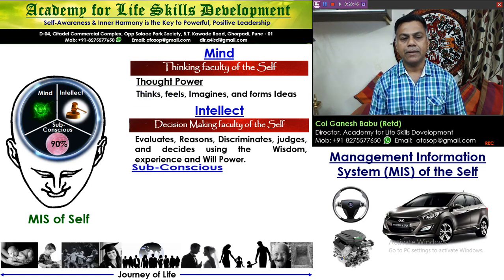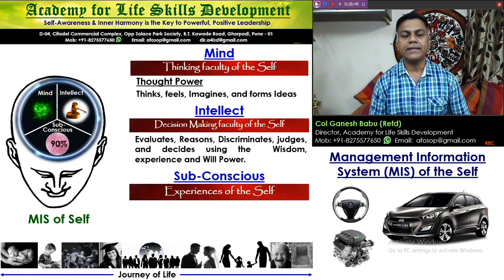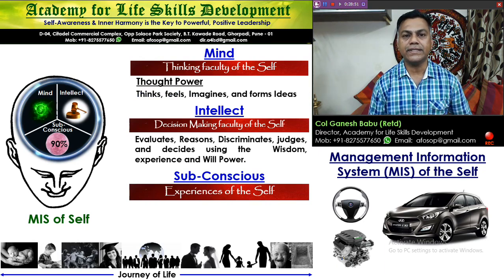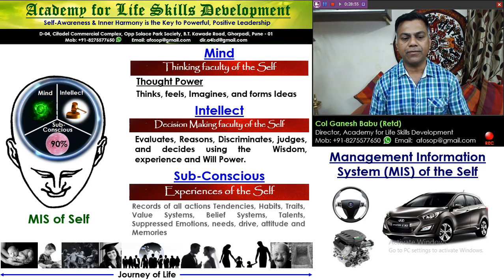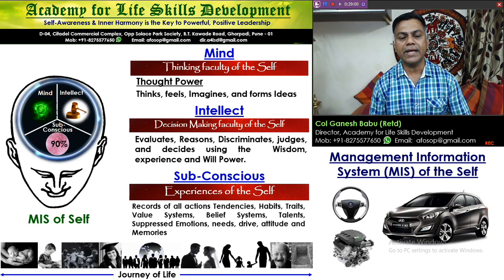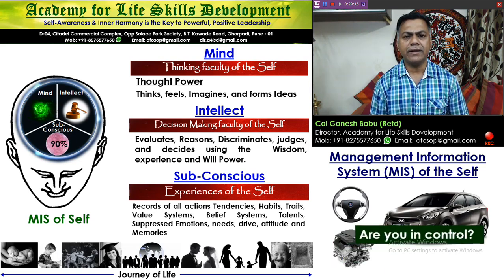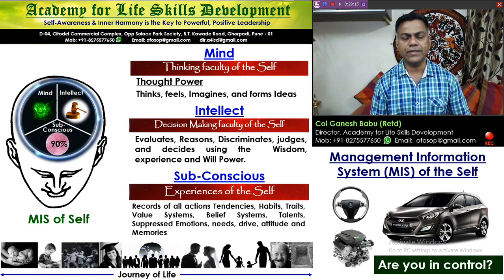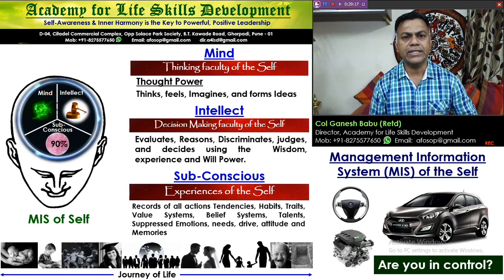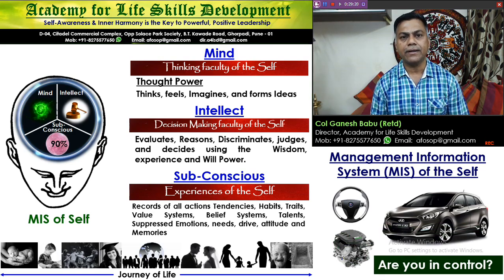So what is the job of the subconscious mind? It is the experiences of the self. It is the black box. It's the flight data recorder of our life. So it consists of all records of your action, tendencies, habit, traits, value system, belief system, talents, suppressed emotion, needs, drive, attitudes, and memories, good and bad. I'll request you to watch that assisted introspection. Is your mind in control, and is your intellect taking charge of whatever decision that you take inside?